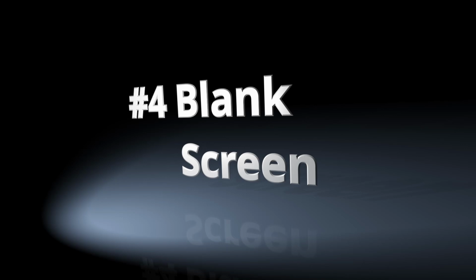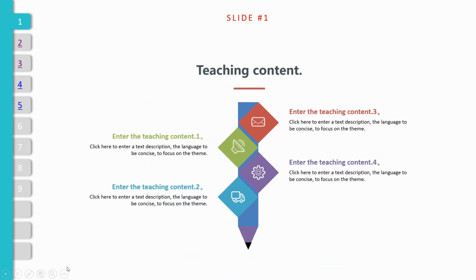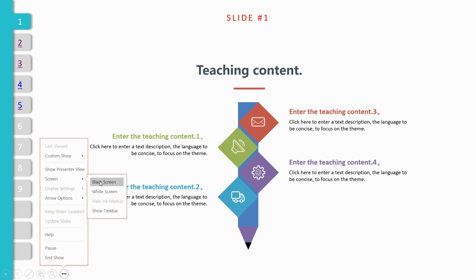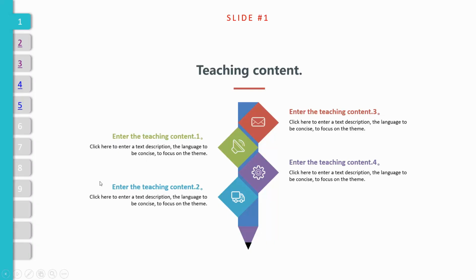Another feature is a blank screen. When you want to pause the meeting or need a white screen to write something, from the bottom menu, click on the three dots, select screen and white or black based on what you want. Use these skills to make yourself a better presenter.